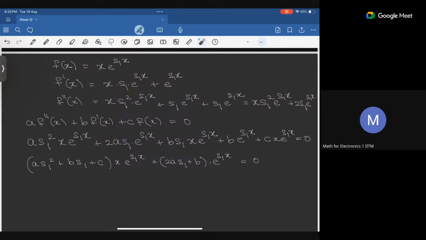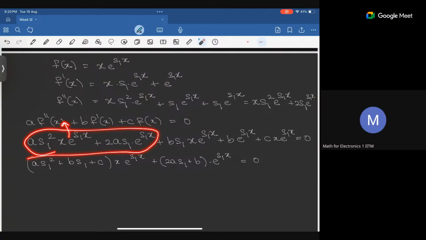When you substitute, we have to substitute in this equation, right? So when I substitute into f double prime of x, a into a s1 square x e power s1x plus 2a s1 e power s1x. So these two things are for this term. And then b into f prime of x, so b getting multiplied here. So we'll have b s1 x e power s1x plus b e power s1x plus c x e power s1x. That should be equals to 0.